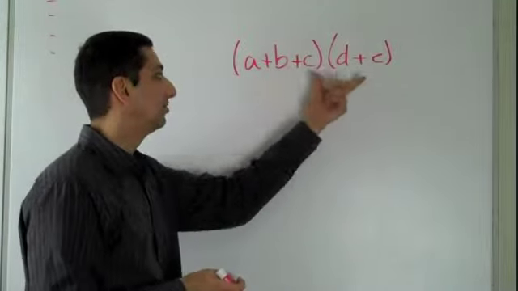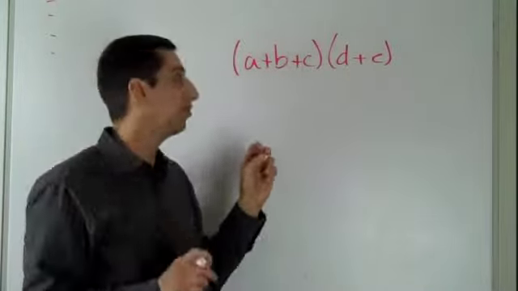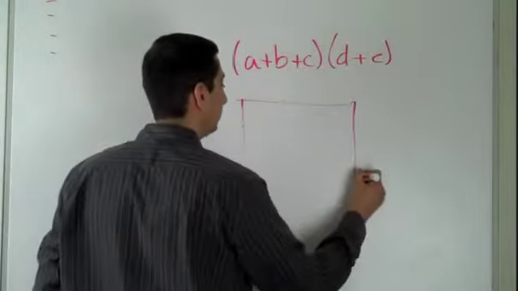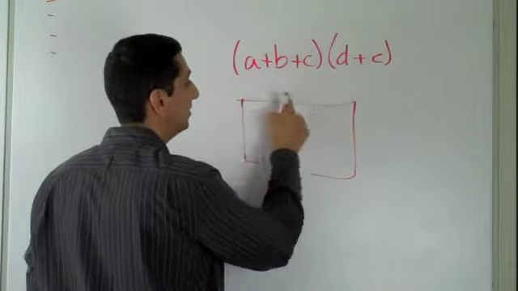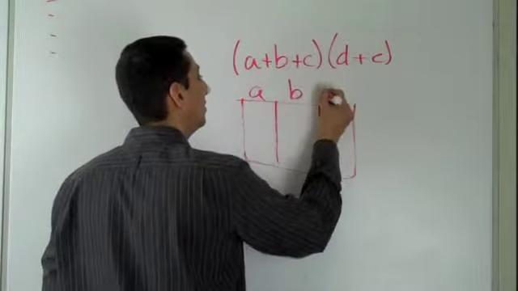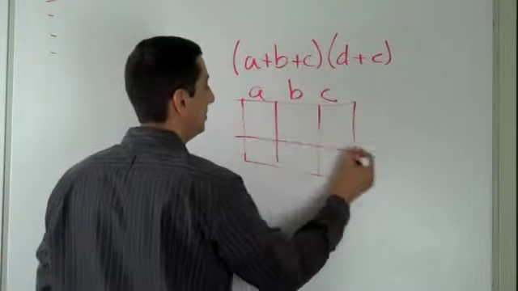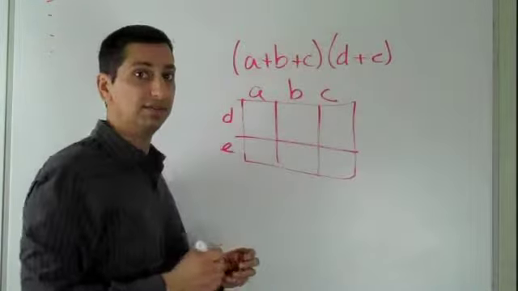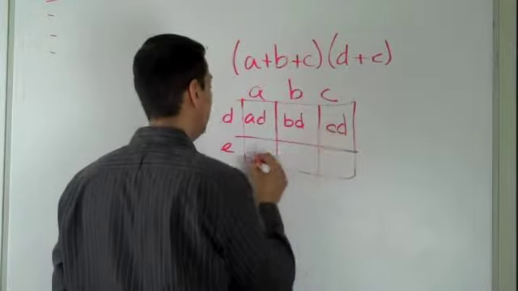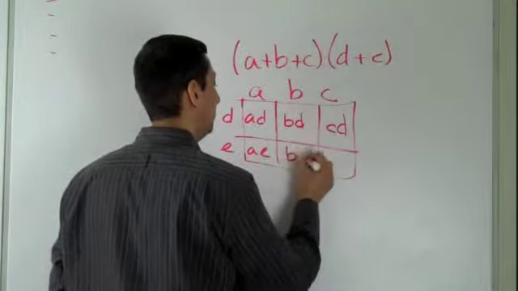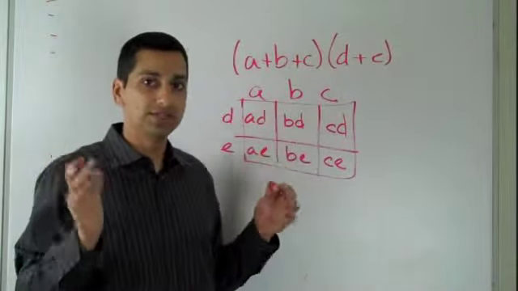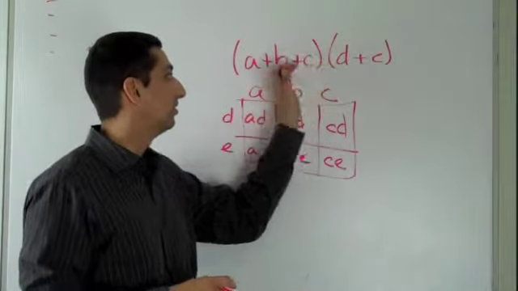So now I have 3 terms here and 2 terms there. You can't use FOIL anymore. So what do I do? Well, I'm going to go back to my mental model of a rectangle, except this side is now going to be A plus B plus C, so I'm going to divide it into 3 parts. And the other side is still going to be D plus E, and I multiply AD, BD, CD, AE, BE, CE. And of course, if I add these up together in any order, it doesn't matter, I'm going to get the product of these 2 terms.